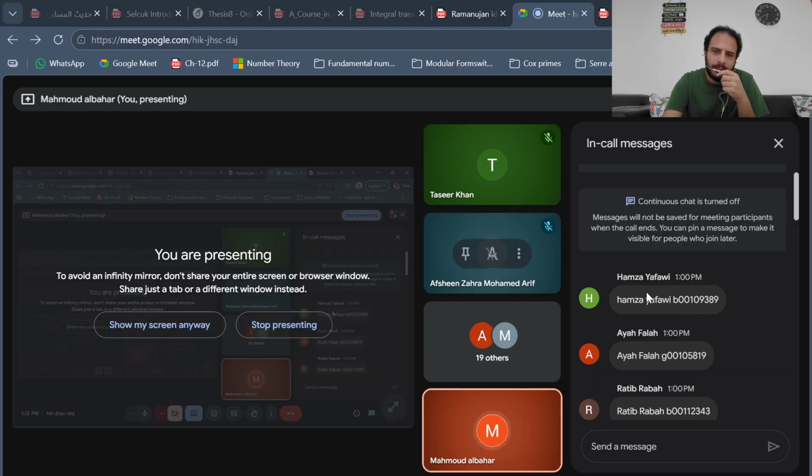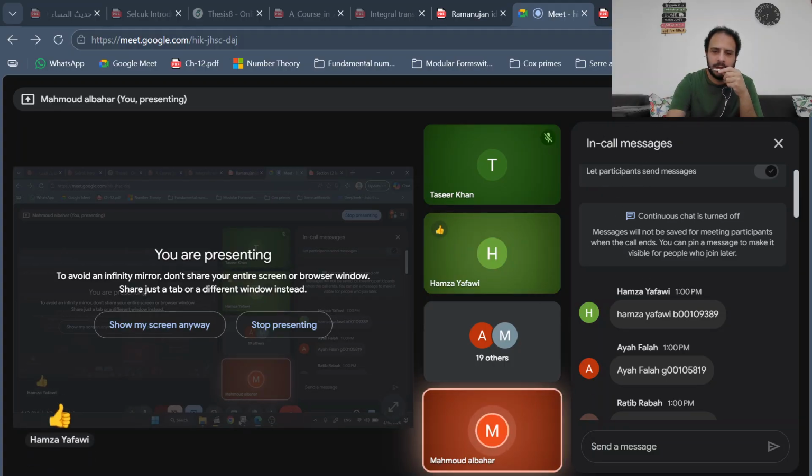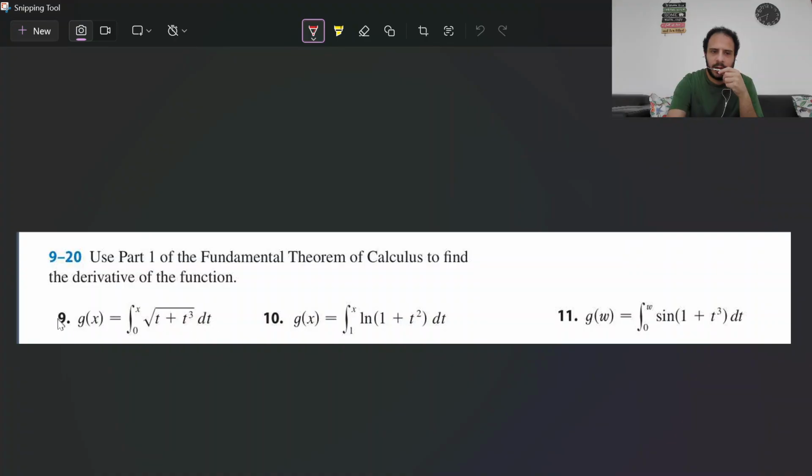Hamza Yafawi. Hello Professor. Yes, I need your help with problem 9. Use part 1 of the fundamental theorem of calculus to find the derivative of the function. Do you know how to solve this? What's the question again? Use part 1 of the fundamental theorem of calculus to find the derivative of the function. So you want me to find the derivative of the function for part 1? Yes. Question 9. Do you know how to do that? Not sure, to be honest.